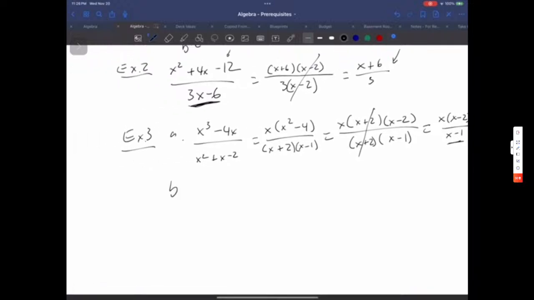Let's look at B. We have 12 plus x minus x squared over 2x squared minus 9x plus 4. I don't know why they write it backwards in some cases. The one on the top is backwards, but it's also the leading. I guess they wrote it backwards because the leading coefficient is actually negative 1. So if you factor it out that way, you can look.